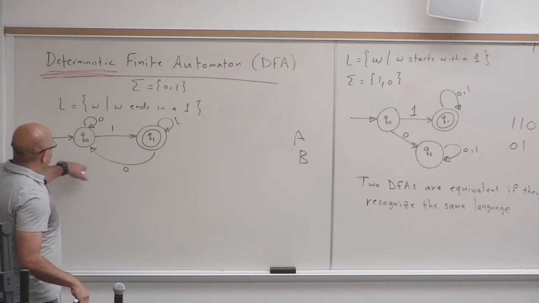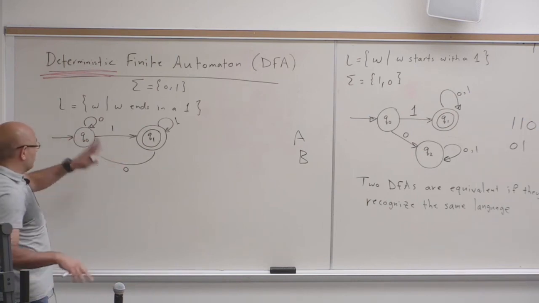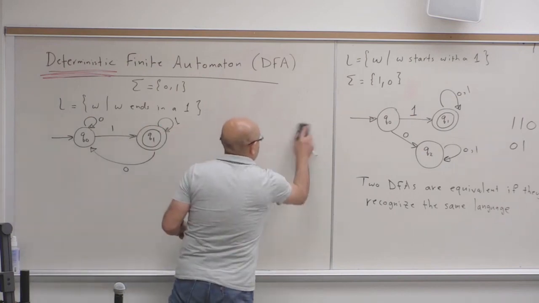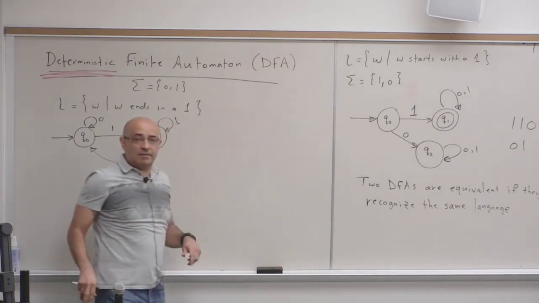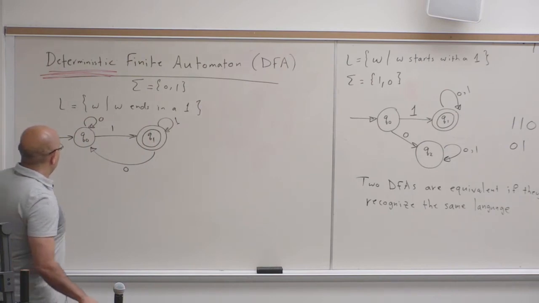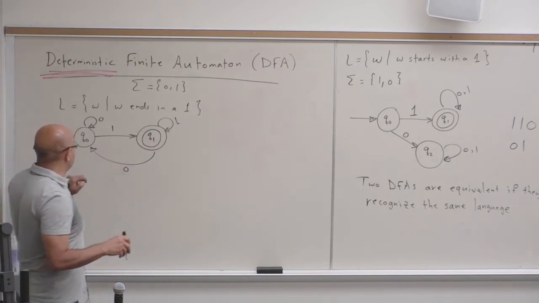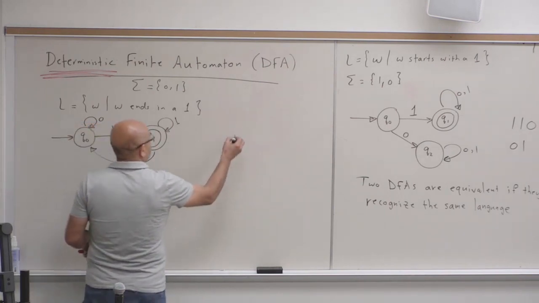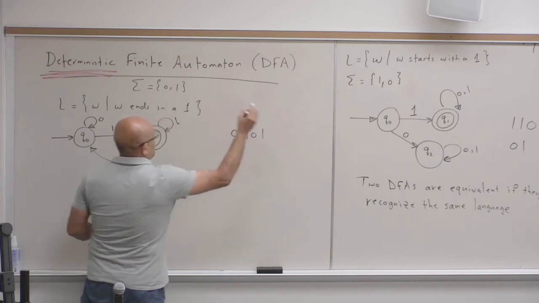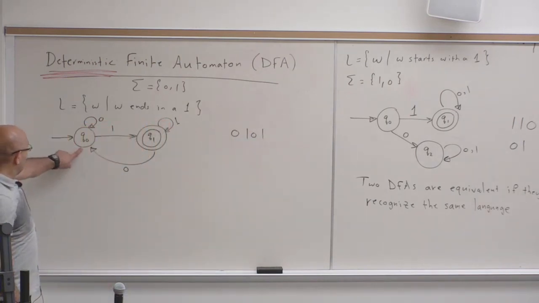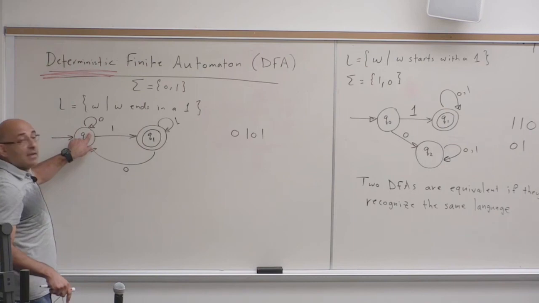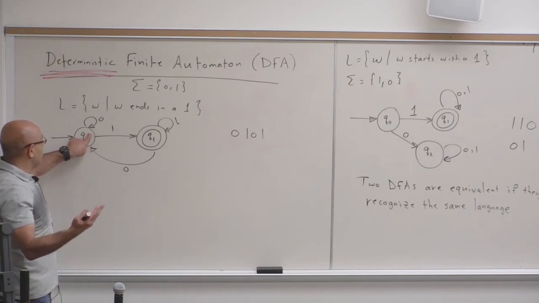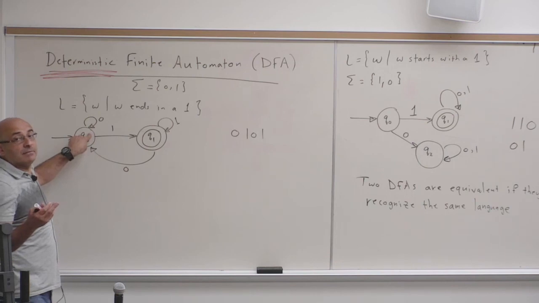Okay. Now, let's see how this works, because we're still in the beginning. So let's trace it. We will stop tracing strings once we get to the idea of a DFA, but for now, because this is our second example, let's trace a couple of strings. Let's trace 0, 1, 0, 1. Okay? So now, we're in the start state. We get a 0. The 0 says stay in the start state. What does that mean? It means that I haven't seen that 1 that I'm looking for yet.